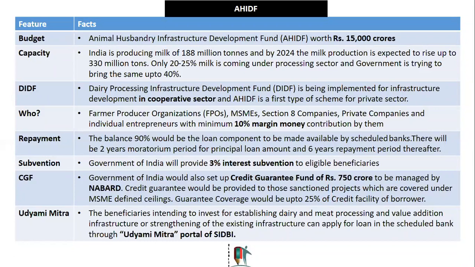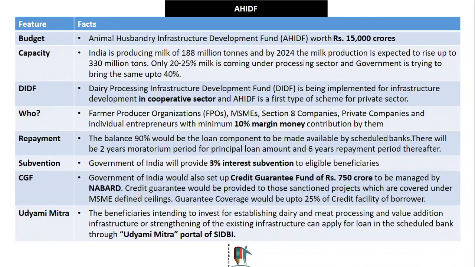ठीक है. Repayment has to be done in a maximum of 8 years, 6 plus 2, 8 years. Interest subvention given under this scheme is 3%. ठीक है. एक credit guarantee fund. Maximum of you have done mistake in this question also. That credit guarantee fund जो है ये 750 crores का है, and this is managed by NABARD.